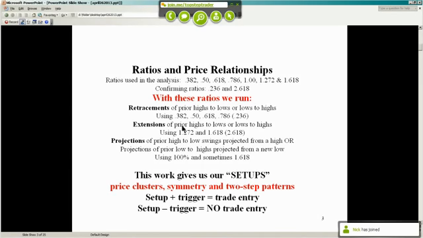And that's where I'm still going to be using 2 points on the chart, either a prior high to low or low to high swing. And I'm going to use the ratios of 1.272 and 1.618, and occasionally 2.618.